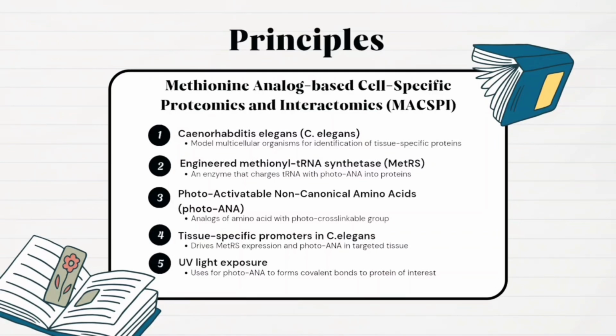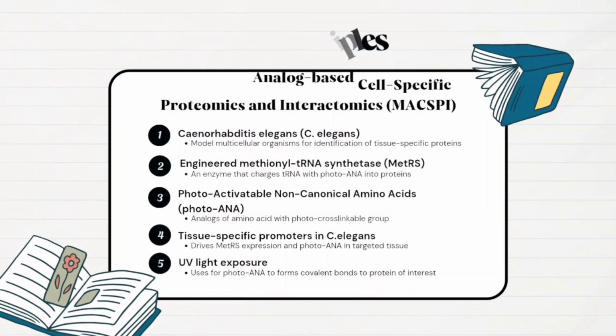A tissue-specific promoter in C. elegans also plays an important role in this method, which can be used to drive MetRS expression with photo-NR in the targeted tissue. The last principle is UV light exposure. It is used for the photo-cross-linkable group in the photo-NR to form covalent bonds to the protein of interest.